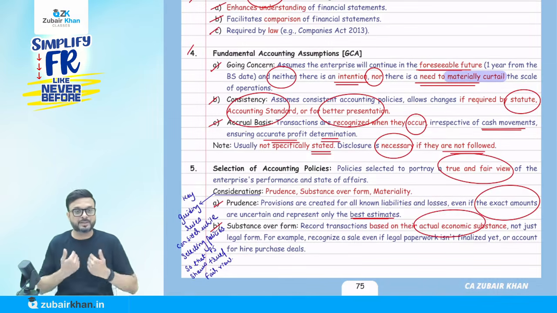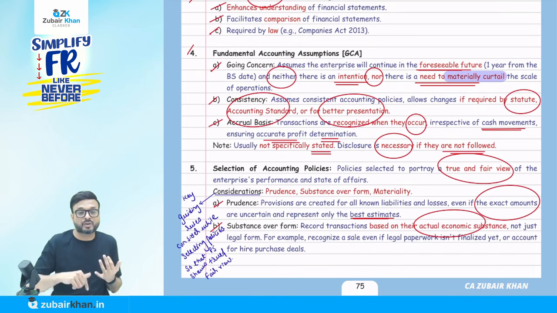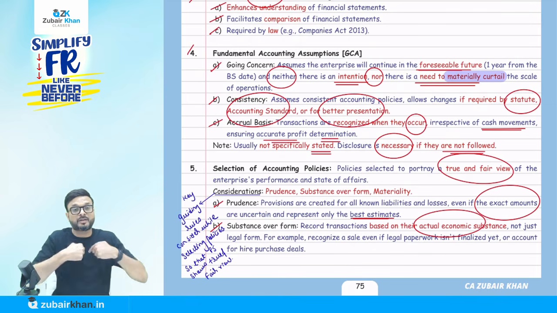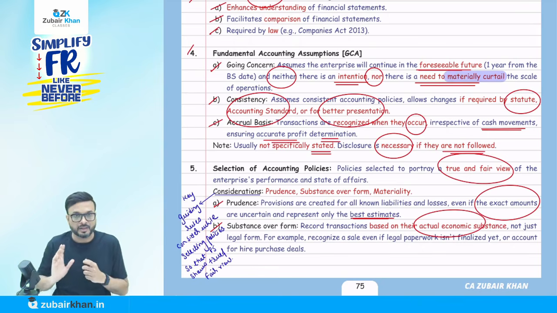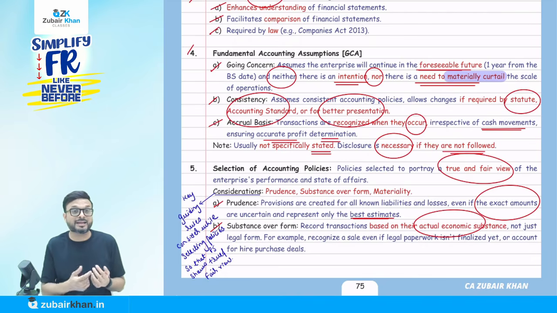Let me give an example. I purchased a land on 31st of March. I paid the amount and took possession of the land. But the paperwork has not yet been done and it is not yet transferred in my name. It is going to happen on 15th of April. You will say, sir, on 31st of March you are not the owner of the land. Because you paid the amount and took the possession, but it is not transferred in your name. On paper, I may not be the owner.